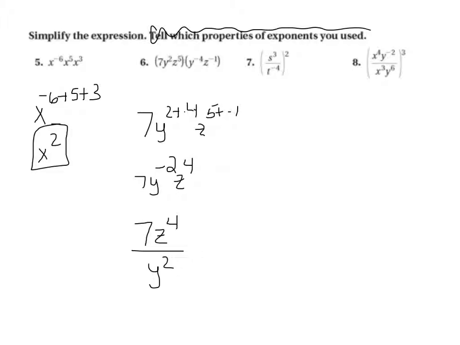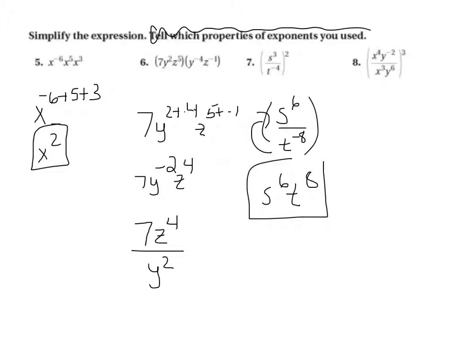So see, we can distribute here since we can't simplify anything inside. So you get s to the 6th over t to the negative 8th. But see how it's in the bottom? That means move it up. So you get s to the 6th, t to the 8th. The bottom's gone, so it's a 1, so it's just that.